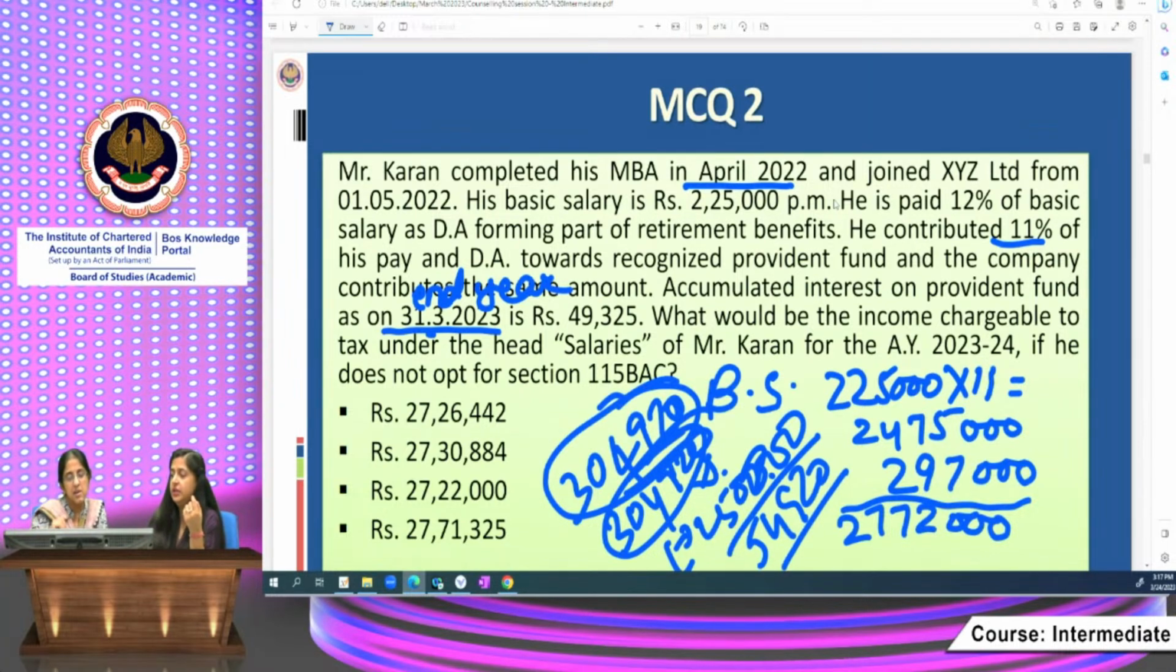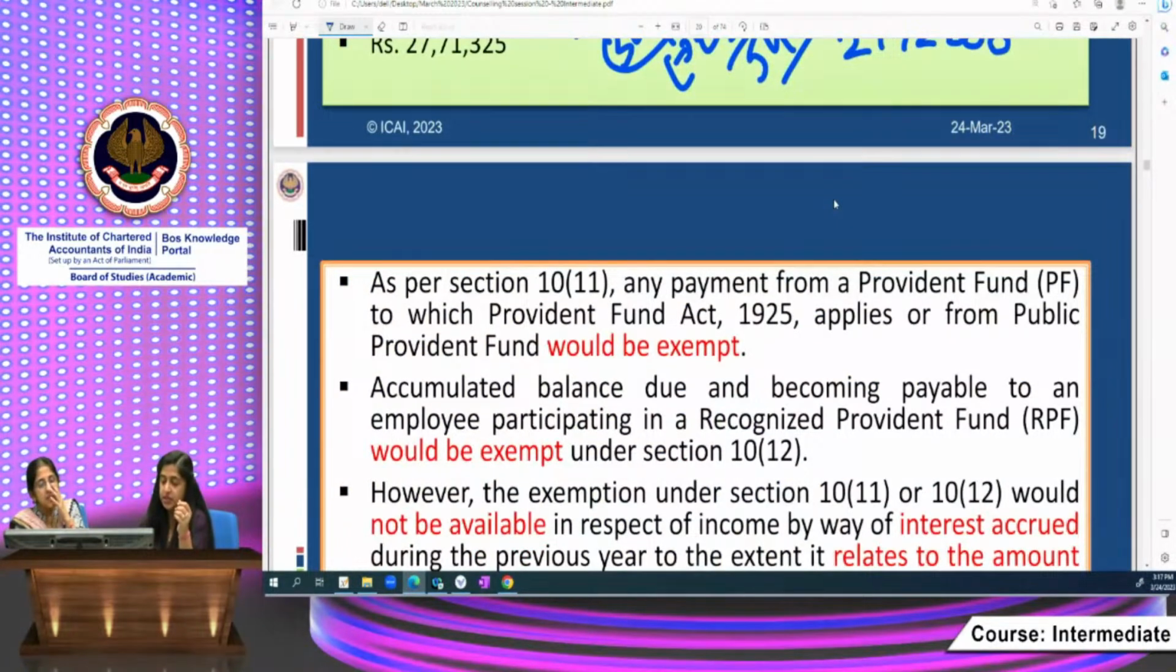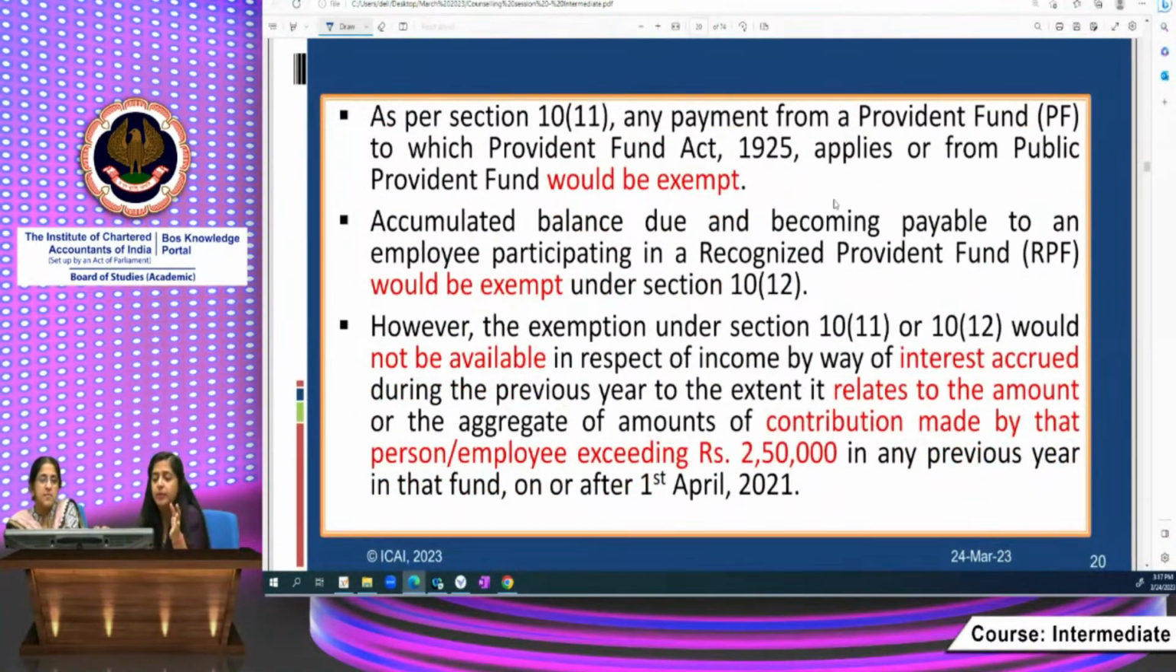So whatever interest the employee is getting on this 54,920 is taxable. In section 10, 11 and 10, 12, any payment which you get from the provident fund is exempt. Similarly, any accumulated balance in RPF would be exempt. But any interest which is accrued on the contribution made by the employee, it's not regarding the contribution made by the employer, it's the contribution made by the employee. Because for the contribution made by the employer, there is a perquisite valuation of rupees 7,50,000. They have given the limit of 7,50,000.